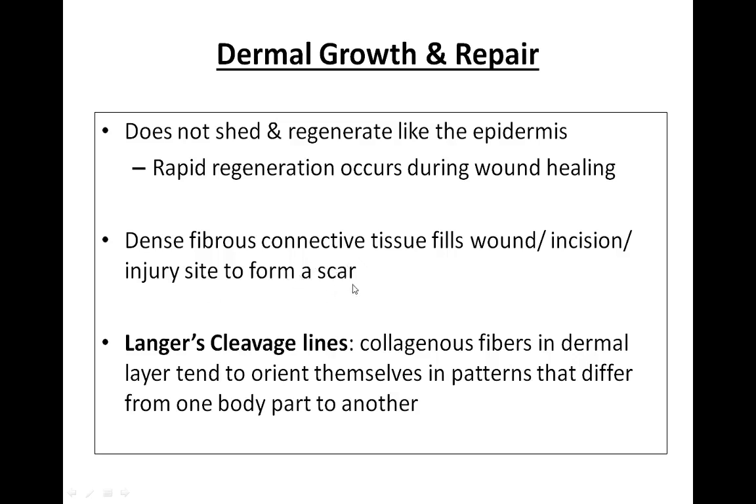Healing, that after healing there is a scar. Now another important thing, that is Langer's cleavage line. Now what is Langer's cleavage line actually over the skin? That is the collagenous fibers in the dermal layer.